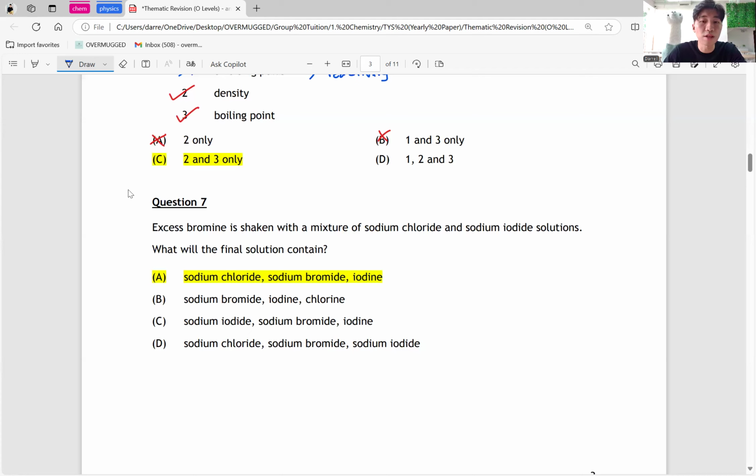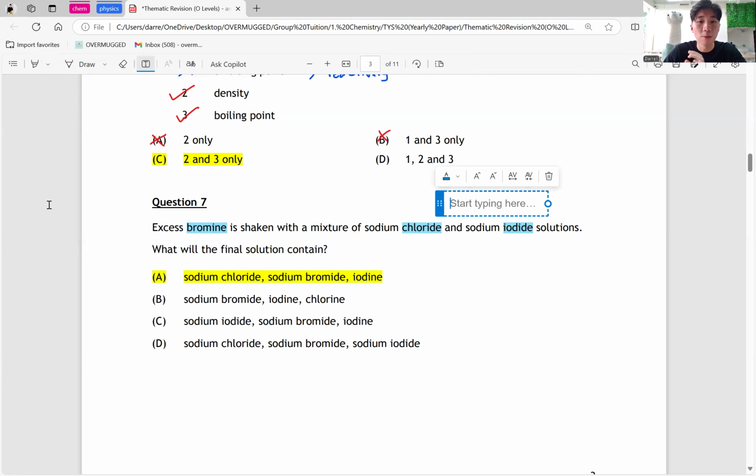I think what we need to be very clear here is that whenever you see two near identical ones, but the only difference here is chloride versus iodide, it needs to trigger a little bit of awareness. Why am I adding bromine to these two solutions? And that is when you come to the conclusion, by analyzing the question: bromine, chloride, iodide. Where are we going with this?